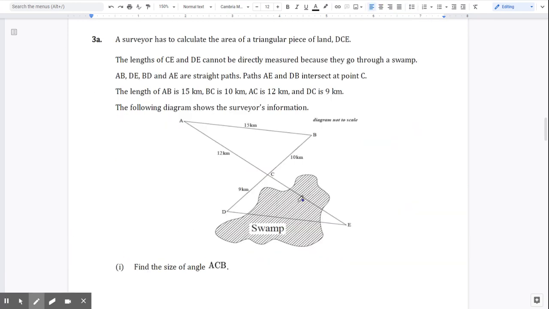In number 3, a surveyor has to collect the area of the triangular piece of land DCE, so this bottom triangular area.